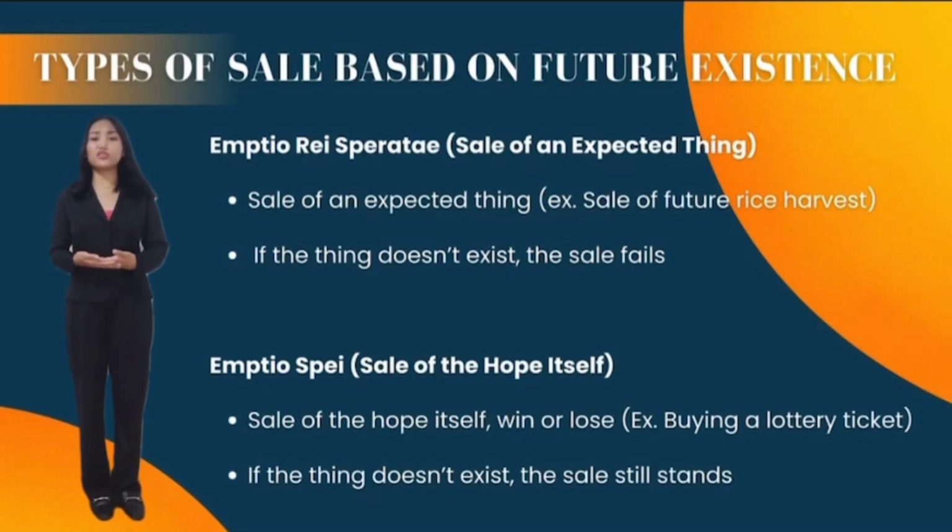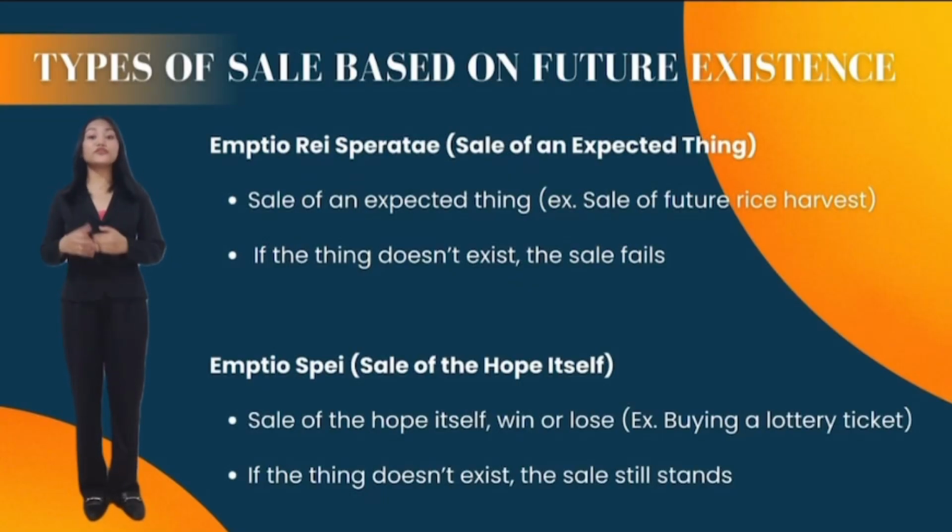If the expected thing doesn't appear in emptio rei speratae, the sale fails, because you can't sell what didn't exist. In emptio spei, this is when you sell the hope itself, like paying for the chance to win a prize in a lottery. Even if you don't win, the sale stands because what you bought was the chance itself, and you agreed to take the risk.